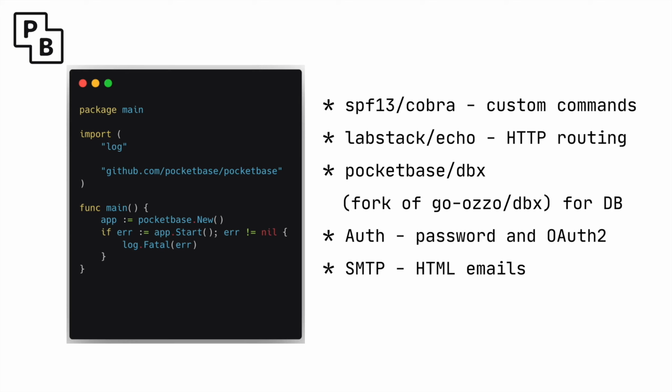It uses different libraries. It uses Cobra for all your command line argument parsing and all that, and you can extend it by writing your own commands. It uses the Echo HTTP router and the middleware that comes along with that. You could use that to extend it as well. It uses a fork of the DBX package for query building and database access and things like that.